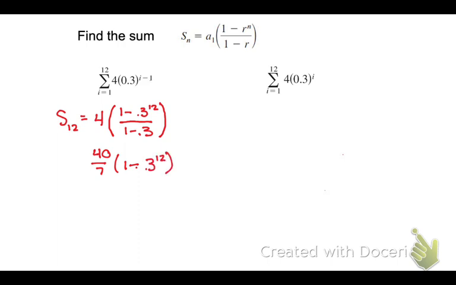Where'd you get the 40 and the 7? Because the 7 is right here. This was 4 over 0.7. Yes? Okay? 0.3 to the 12 is 5.31. Just wait. Why'd you put negative 7 under the?